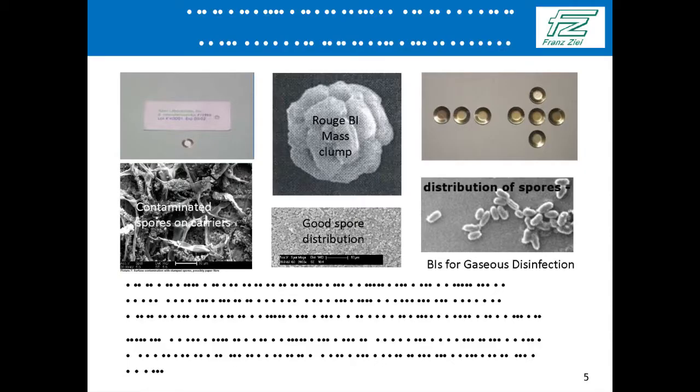That is not a rogue BI, that's a rogue batch. That was only a BI from one manufacturer from last year. So these are not old photographs. It still happens today. They're quite difficult to manufacture, these BIs, with quality.